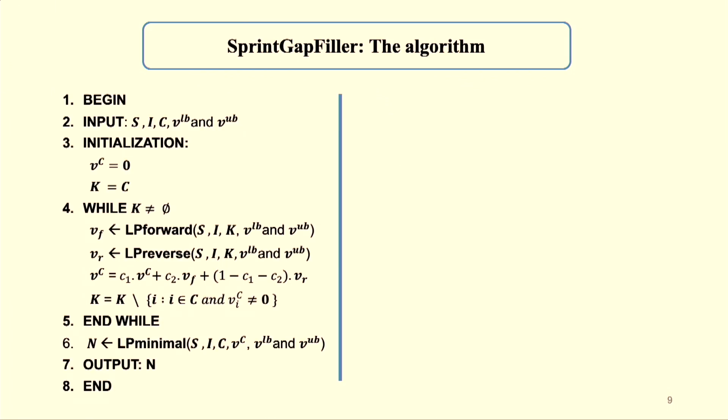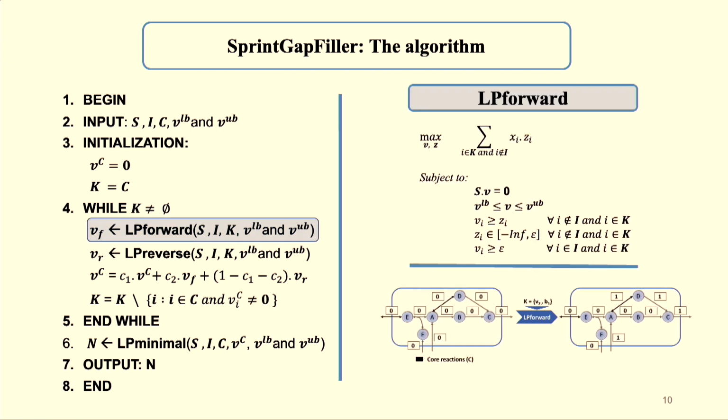The SprintGapFiller algorithm is shown in this particular slide. Apart from the initialization given the input, the major thing SprintGapFiller takes help of is 3 different LPs: LP forward, LP reverse, and LP minimal. This particular algorithm, in case anyone is interested in the mathematical details, I can explain later. But what is the aim of these 3 LPs? I will just explain now.